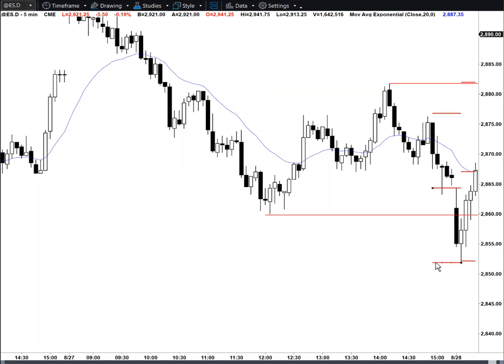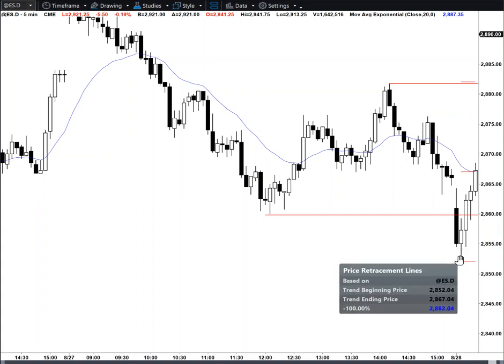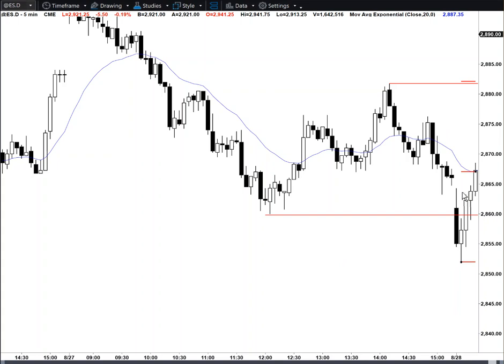I'm going to go ahead and get rid of this right here. I just don't think it's as important. I think there's more obvious targets, this high, a measure move from, I guess I just use this to this. Anyways.